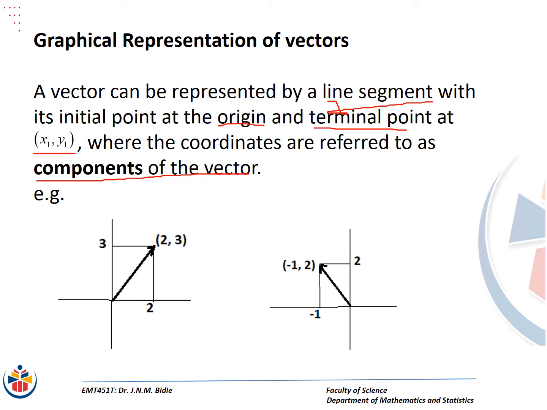So note, every time we draw a vector, draw it starting from the origin 0, 0 to the terminal point that has been given. So here we've given you two examples where the first vector is 2, 3. So that means the x component is 2 and the y component is 3. The second vector is negative 1, 2. So that means negative 1 is the x component and 2 is the y component.